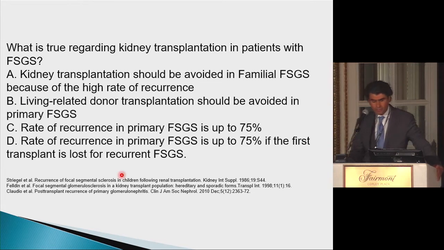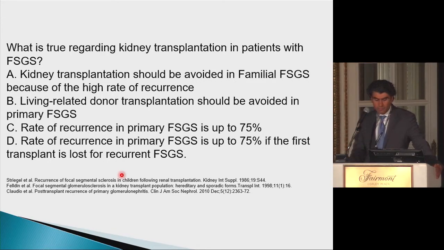What is true regarding kidney transplant in patients with FSGS? A, kidney transplantation should be avoided in familial FSGS because of the high rate of recurrence. B, living-related donor transplant should be avoided in primary FSGS. C, rate of recurrence in primary FSGS is up to 75%. D, rate of recurrence in primary FSGS is up to 75% if the first transplant is lost to recurrent FSGS. Who would go for A? Nobody wants to show hands. B, C, D. Okay, so the answer is D.